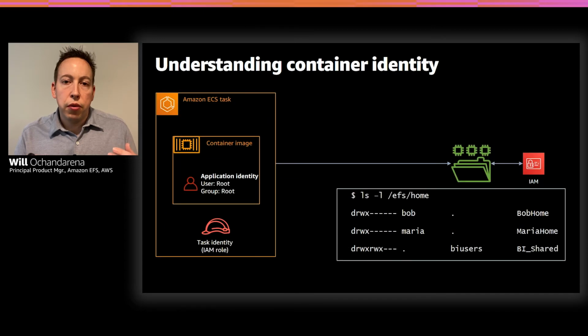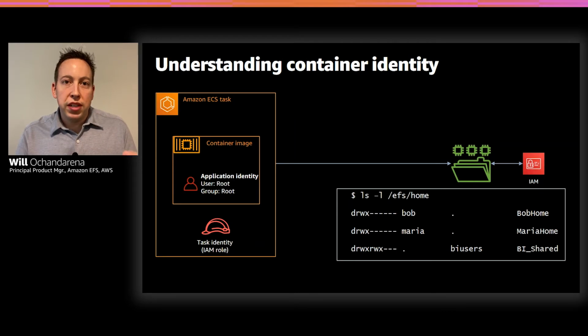Next, let's talk about how to have access to specific data in a file system from your application. And to understand how this works, let's assume that there's already a file system set up. So this file system has 3 directories. It has a directory called Bob Home that's owned by user Bob, a directory called Maria Home owned by user Maria, and a directory called BI Shared, which is owned by a group called BI Users.